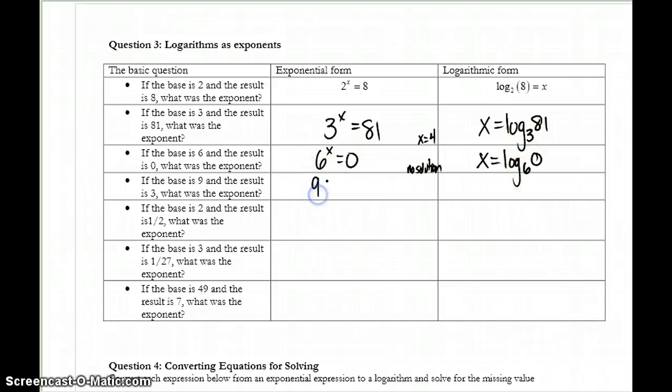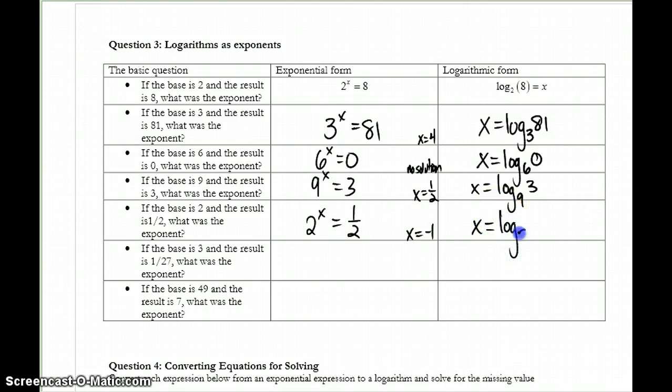If I have a base of 9 and a result of 3, what is the exponent? Well, here the exponent will be log base 9 of 3. From what we talked about last unit and previous before that, to get from 9 to 3, we're going to take a square root. That is a 1/2 exponent. If you have a base of 2 and you raise it to a power and you want to get a half, that means we're taking the reciprocal. We're looking at a -1 exponent. Written as a log, the exponent, x, is equal to log, same base, of the result.